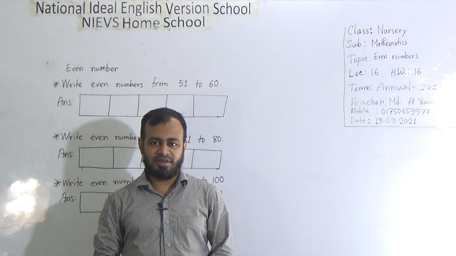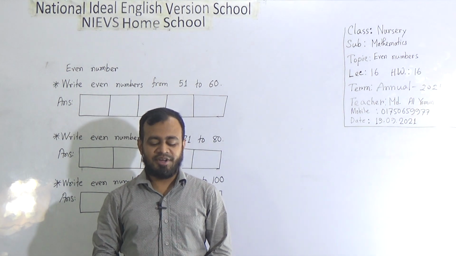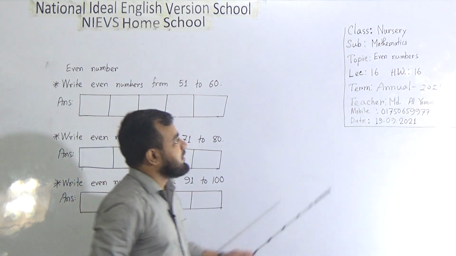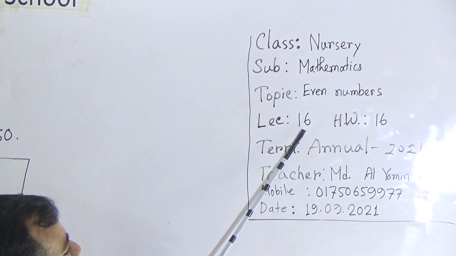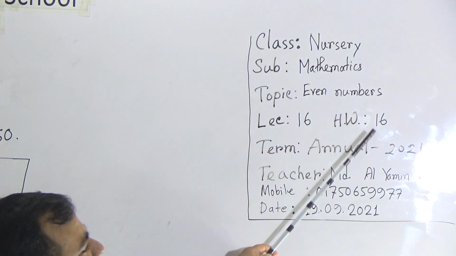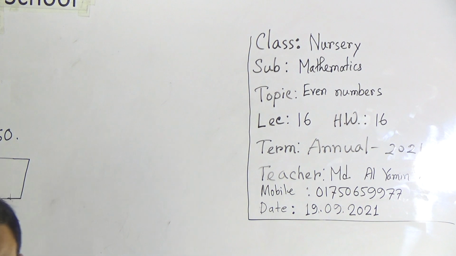Today I am going to take a math class for the students of class nursery. My dear students, our today's topic is even numbers. Your lecture number is 16 for the annual term examination. You have a homework. Your homework number is 16. Dear students, let's start our class.